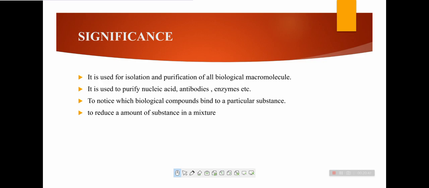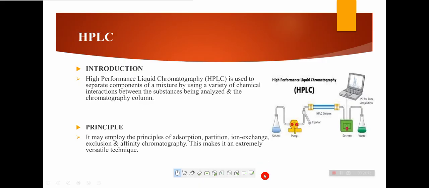The significance or importance of affinity chromatography is that it can be used for isolation and purification of all biological macromolecules. It can be used to purify nucleic acids, antibodies, enzymes, etc. It is used to detect or separate biological compounds that bind to a particular substance, that is, a particular enzyme can be separated, and to reduce the amount of substance in a mixture.